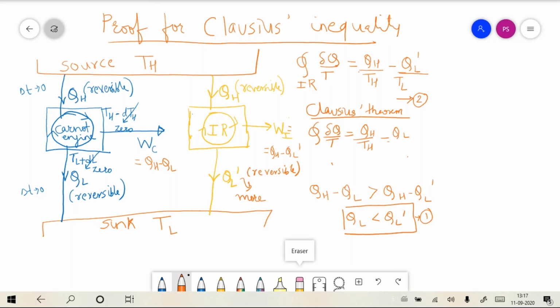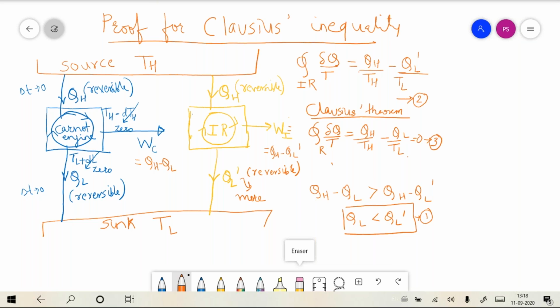This is a reversible cycle, the Carnot engine, the first diagram. So according to the Clausius theorem, the cyclic integral of del Q by T for a reversible cycle happens to be 0. This is your equation 3. Now look at equations 1, 2 and 3 very carefully.